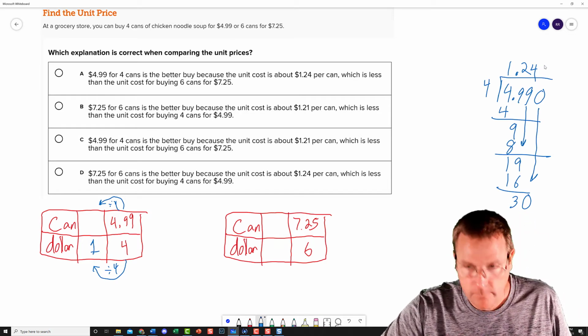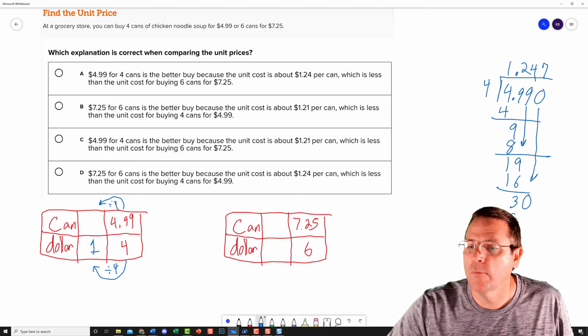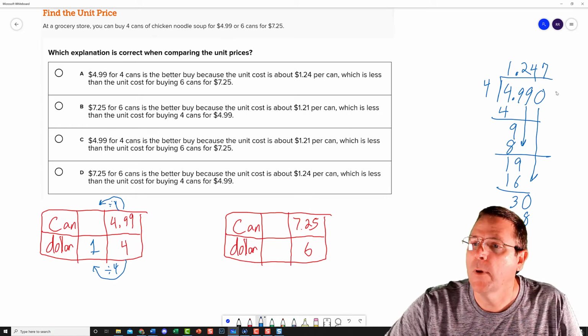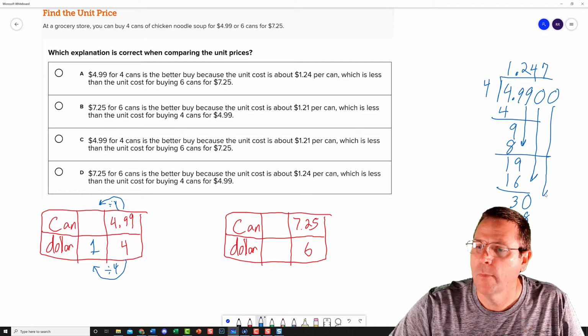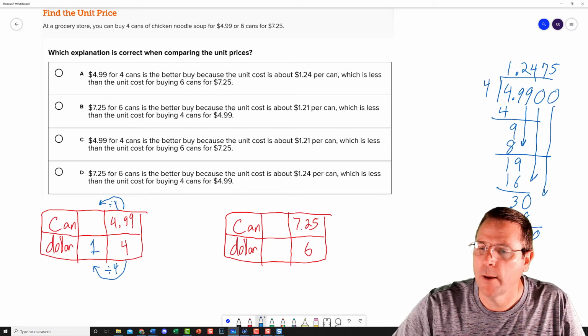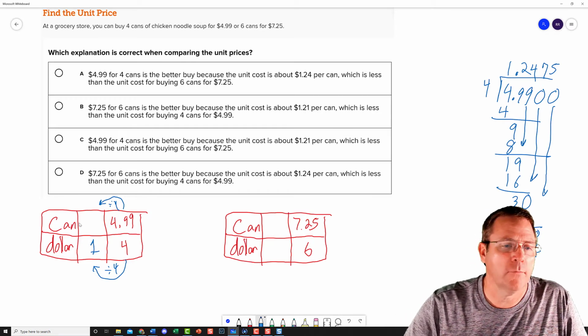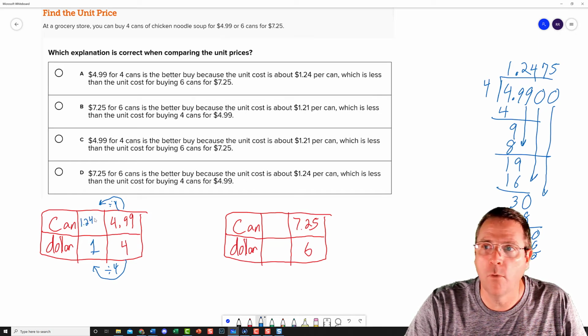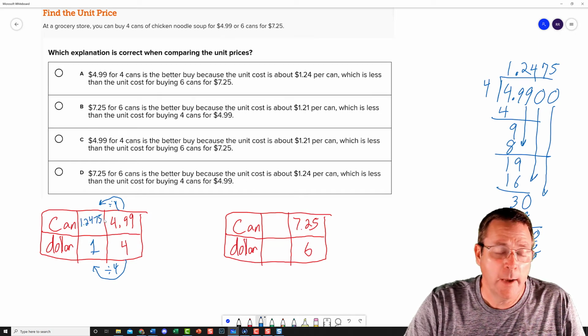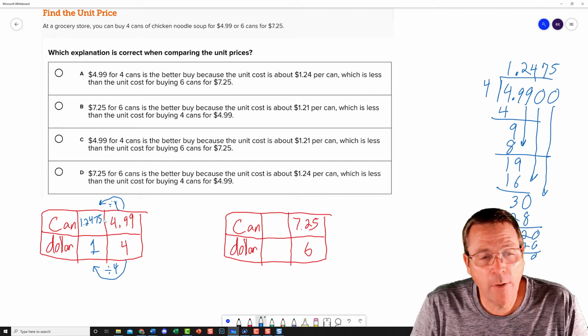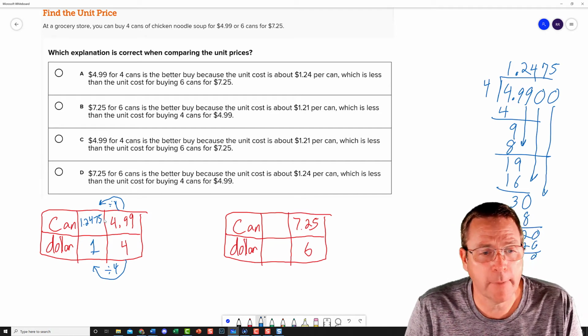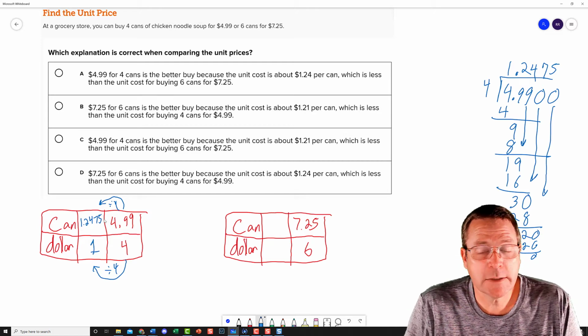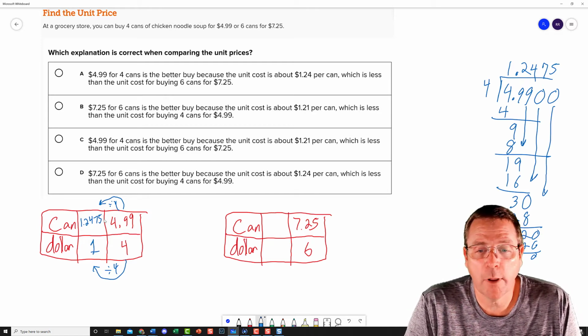7 times. And 7 times 4 is 28, and we can annex in 1 more 0 and bring that down because we had 2 left over, and 4 will go into 20 5 times, which is 20 with nothing left over. That means this one is 1.2475. Now I know this actually would round to $1.25 a can, but when you're buying multiple cans, sometimes it's important to carry a decimal place or two.